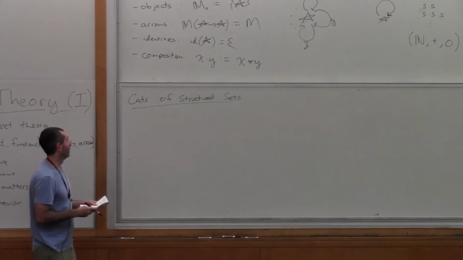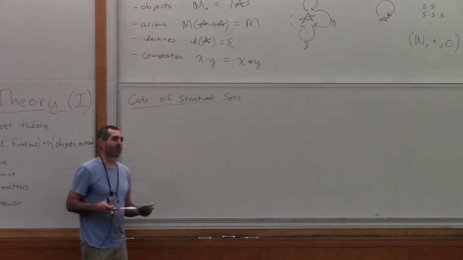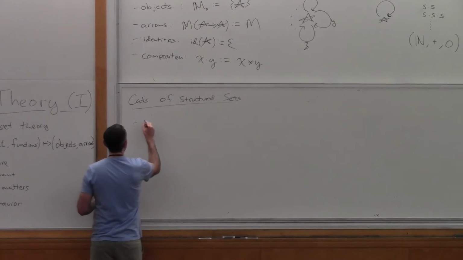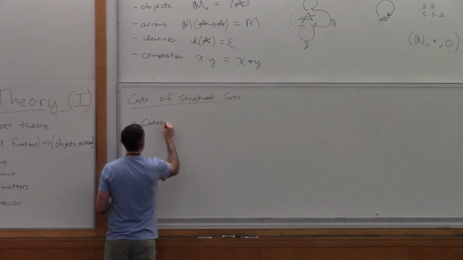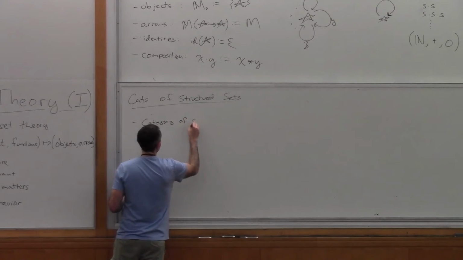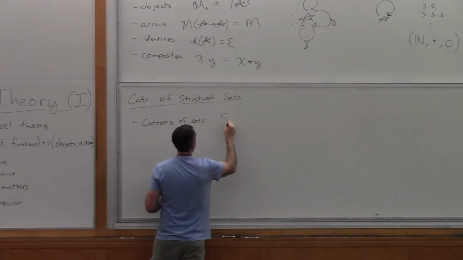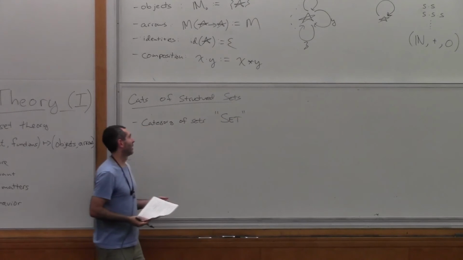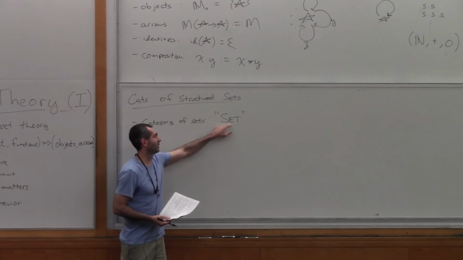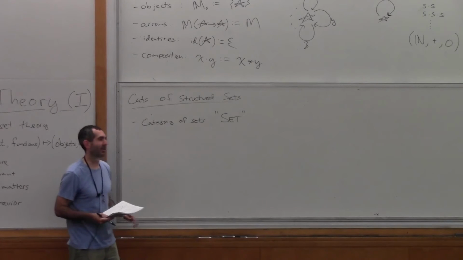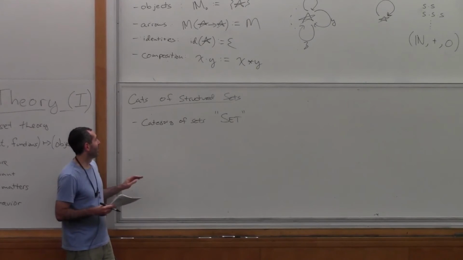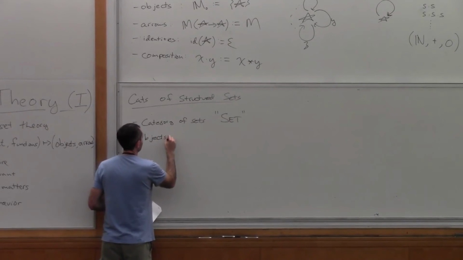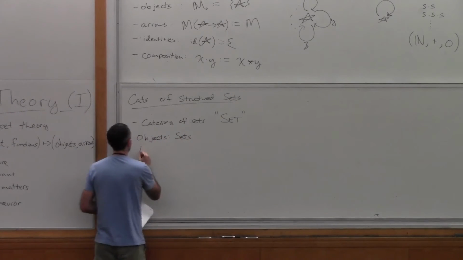Okay, so the simplest kind of structure you can add to a set is no structure at all. Right? So we can just have the category of sets. And I will refer to that using this notation. So when I'm using sort of a proper noun to refer to a category, I'll use this small cap convention. Doesn't really matter, but okay. And so what are its objects? Well, they're sets.